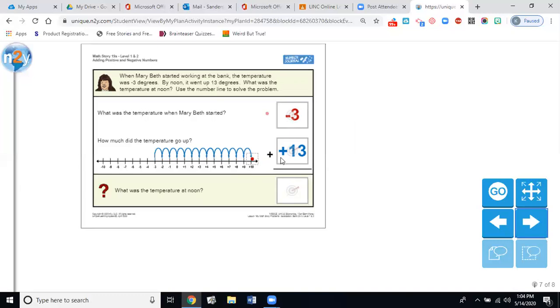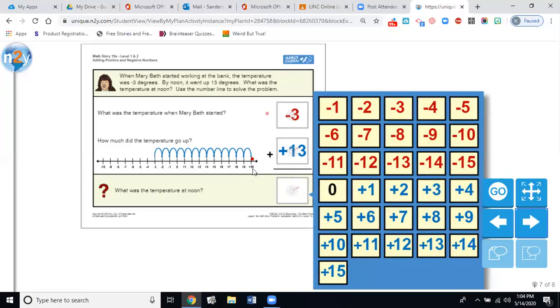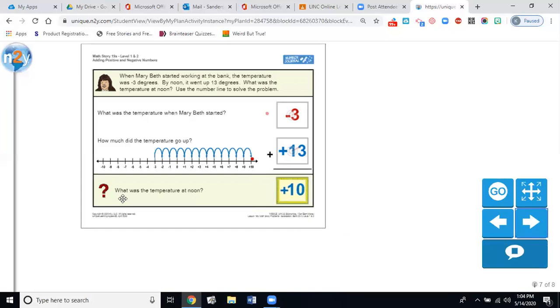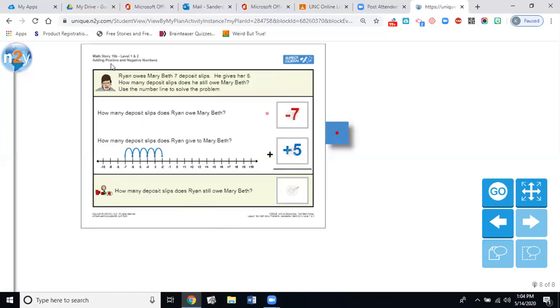-3 plus positive 13 equals positive 10. What was the temperature at noon? Positive 10. Okay. And ULS will give you plenty more to practice.